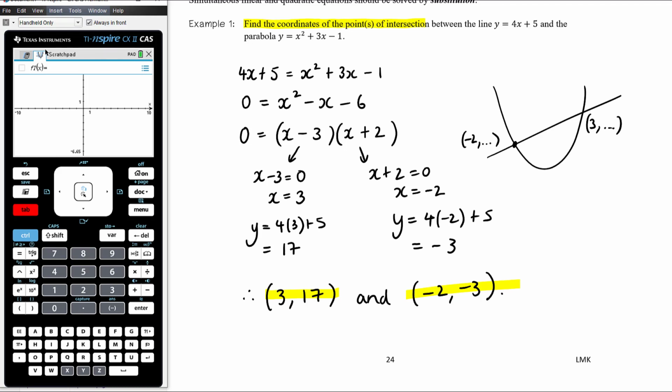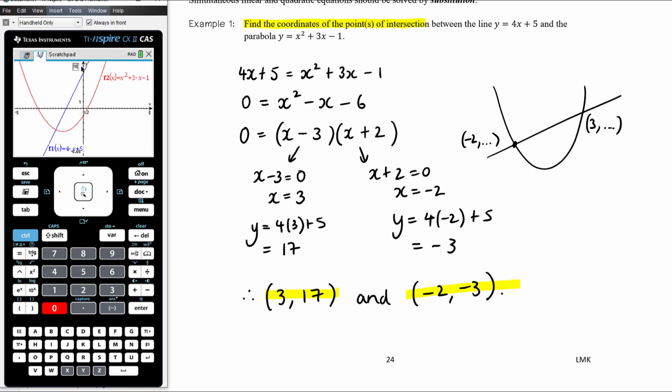I would not advocate doing it graphically. This is going to be the most time-consuming way. But we could draw our two graphs, y equals 4x plus 5, and y equals x squared plus 3x minus 1. Okay, you're going to play around with your window a bit to get it so you can actually kind of see what's happening a bit better.